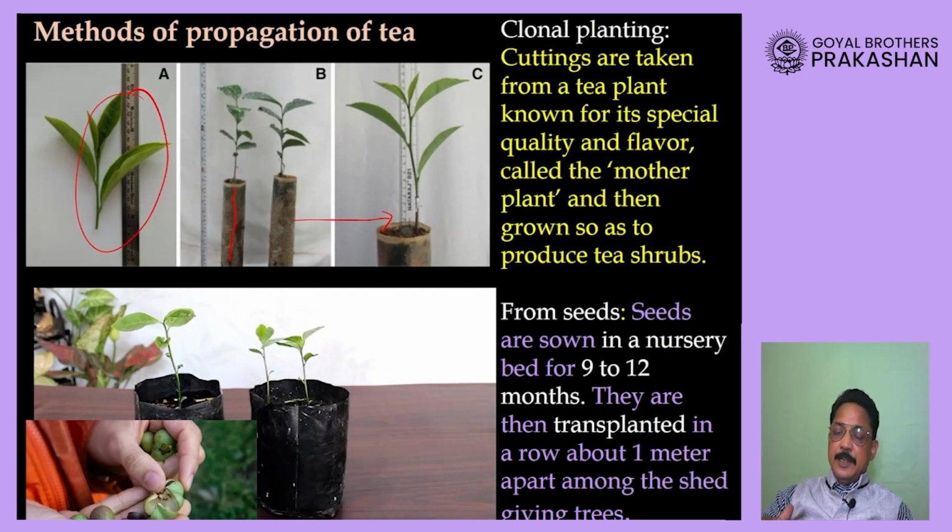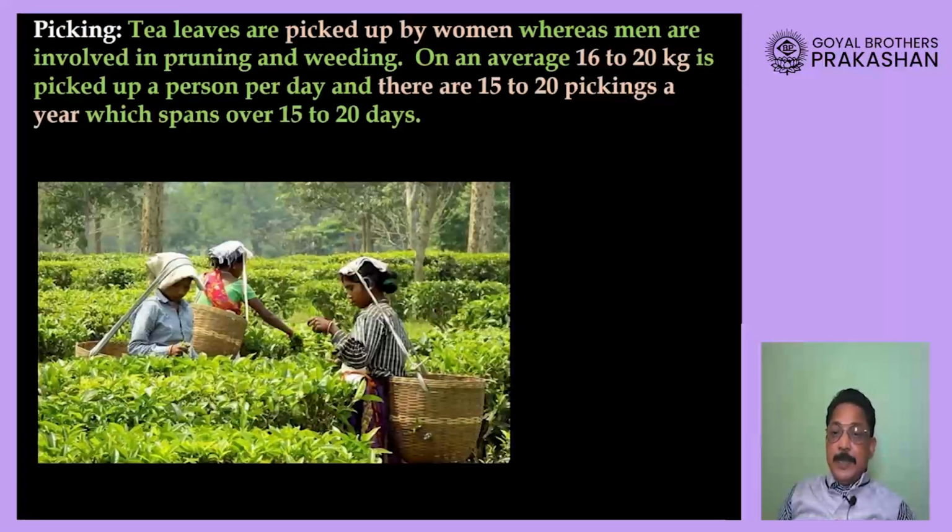And once the plant is about 1 year old, it will be uprooted and planted at the tea estate at a distance of about 1 meter, so that the branching occurs and the branches have enough place to grow. Okay, then picking. We have already seen that picking is a process in which the tea leaves are plucked.